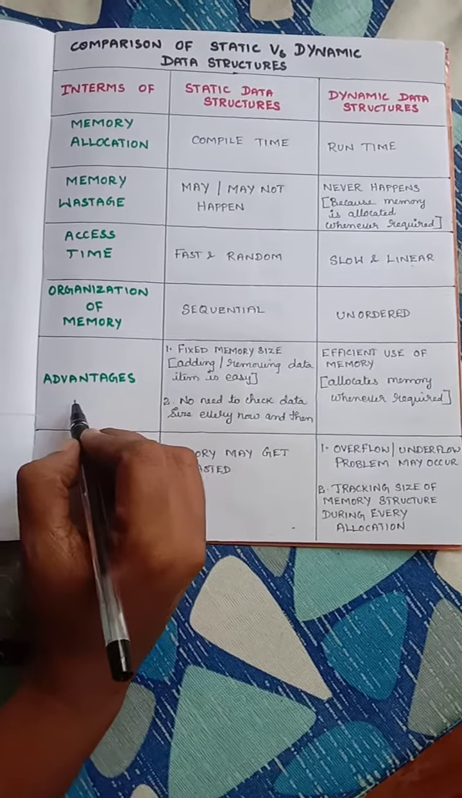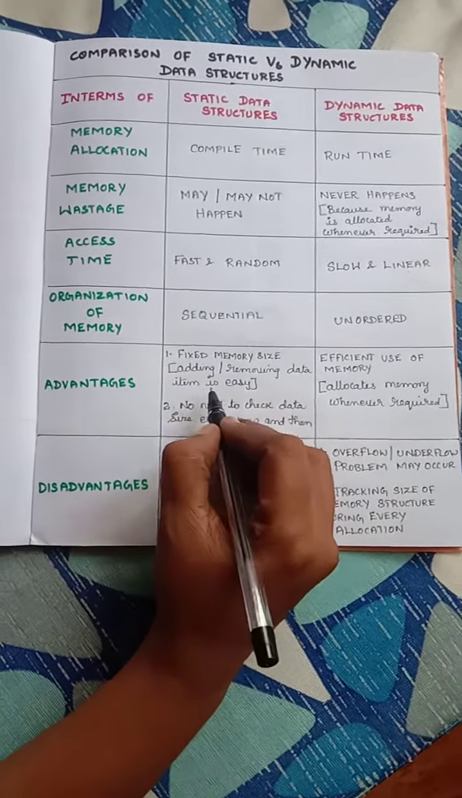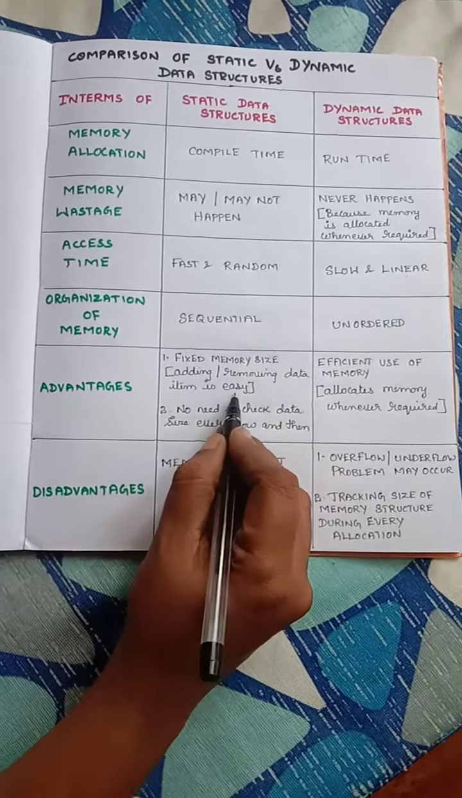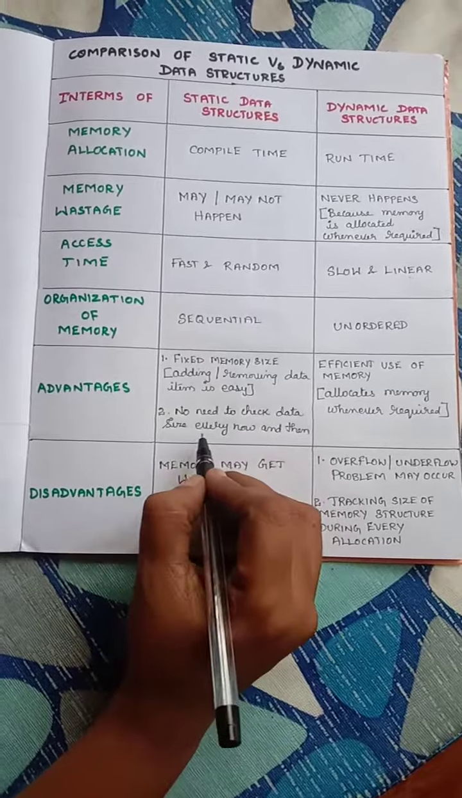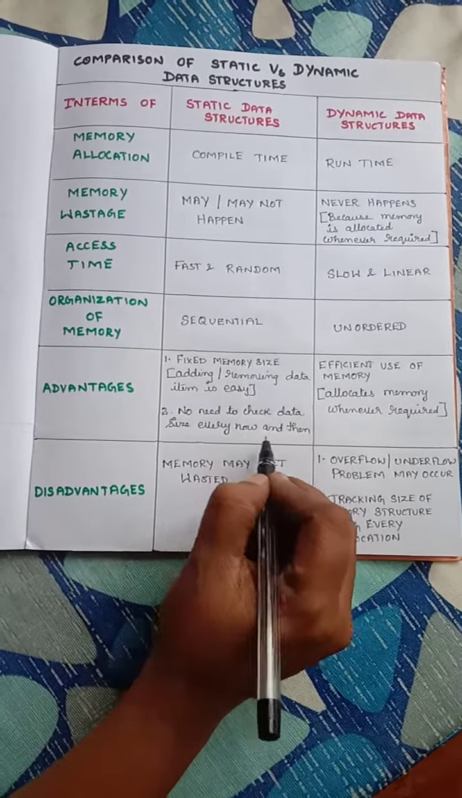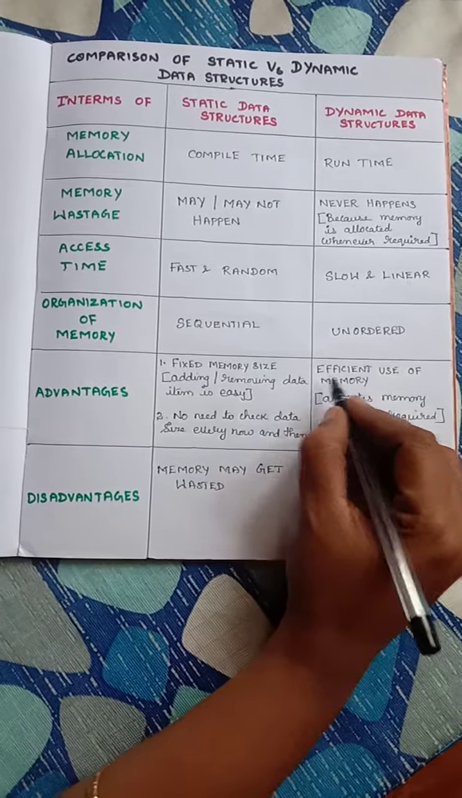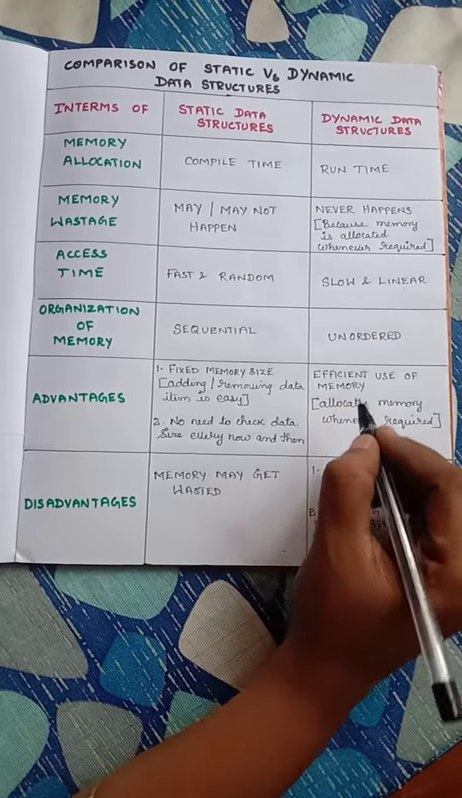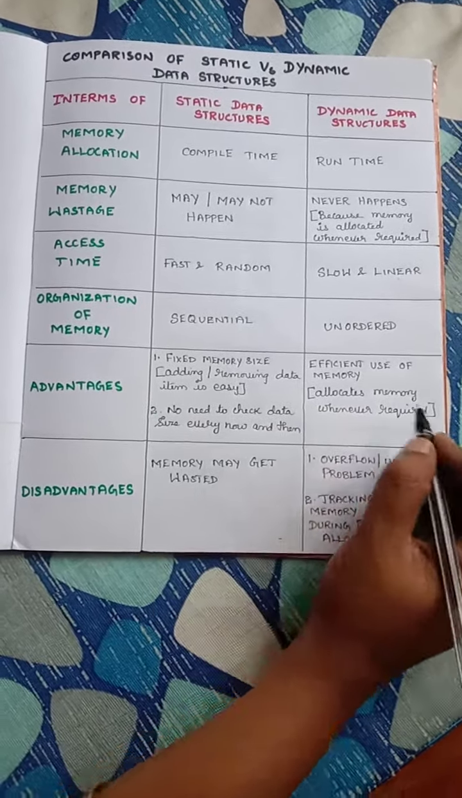Advantages of static data structure: fixed memory size. Adding or removing a data item is very easy. It is not at all a problem in static data structure. There is no need to check the data size every now and then during the execution time. But in the case of dynamic, the advantage is different, that is, efficient use of memory, because whenever we need the memory, we get allocated with the memory.